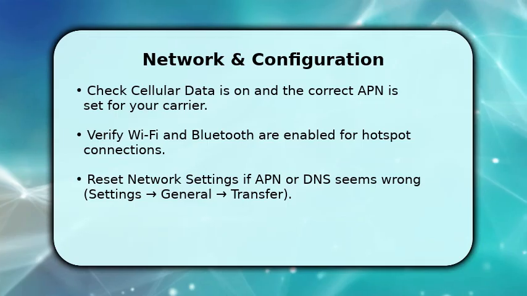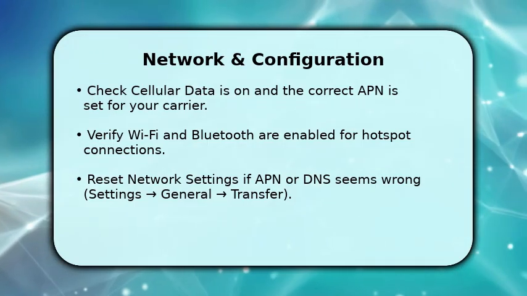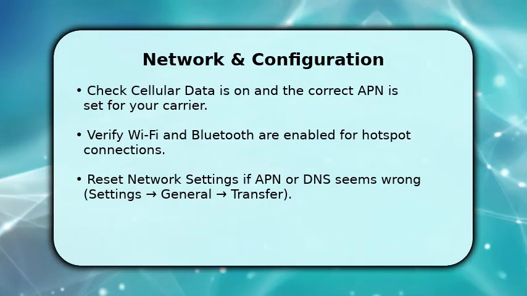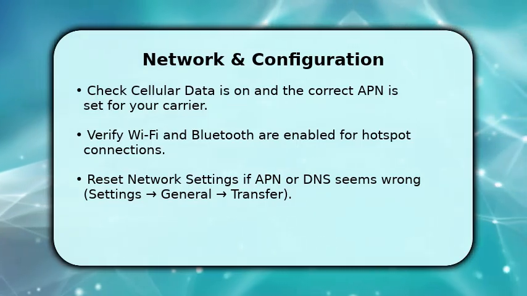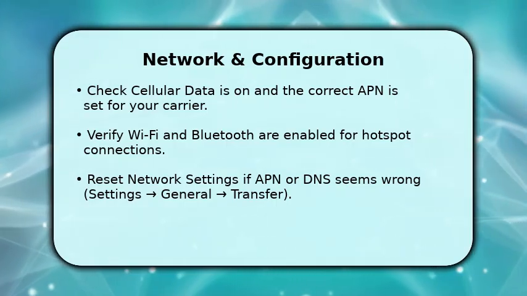If devices still can't join, reset network settings to erase bad profiles. Go to Settings, General, Transfer or Reset, then Reset Network Settings. This clears saved Wi-Fi, VPN, and APN entries, forcing the phone to fetch.